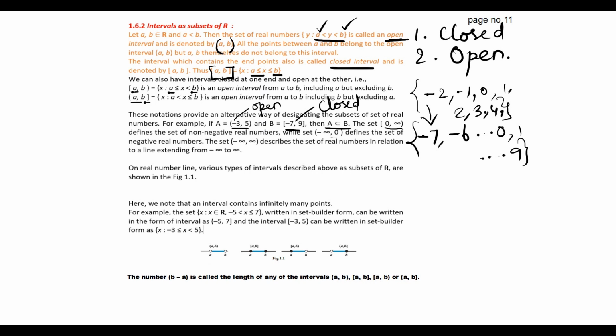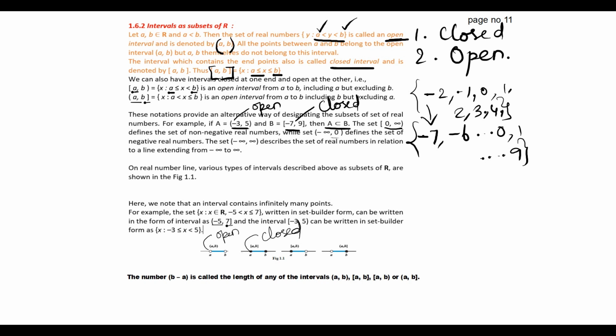This is a closed set. So 0 to infinity is the non-negative real numbers. Minus infinity to 0 is the negative real numbers. So these lie between minus infinity and infinity. This is also shown in the diagram. The dot with a hole indicates the open end, and the filled dot indicates the closed end. So here A is closed and B is open, whereas in this case A is open and B is closed. This is shown on the number line.